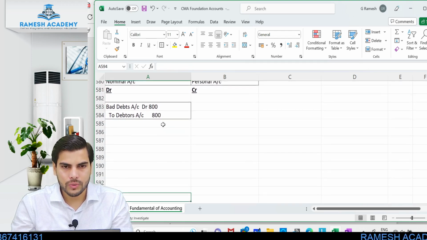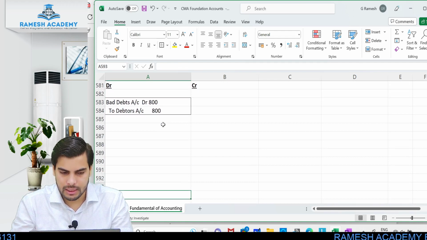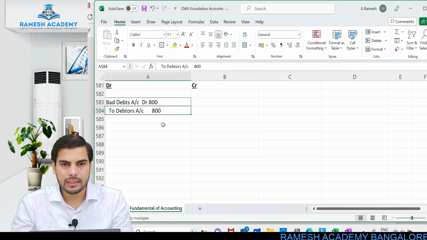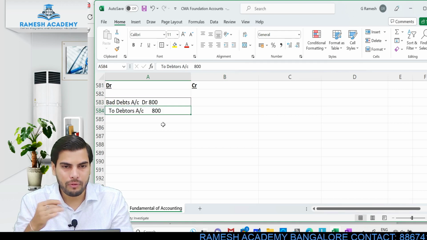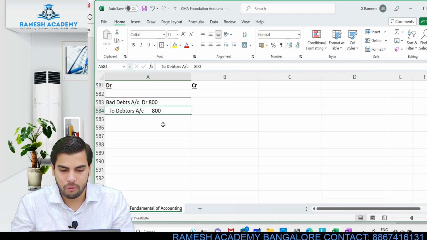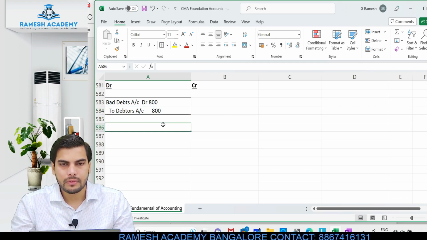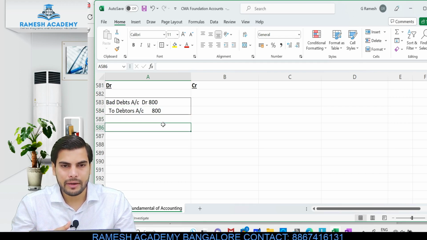Bad debts is loss for us. Nominal account, debit all expenses and losses. Therefore, I have debited this bad debts account. And what about debtors account? So it is my customer's account. Debit the receiver, credit the giver. These are the people who are giving me this burden of 800 rupees. Therefore, I'll be crediting their account. Is this clear? Clear about the depreciation entry and bad debts entry?